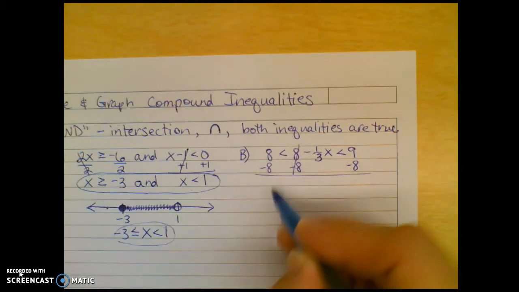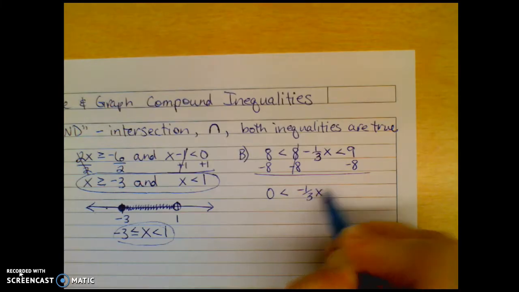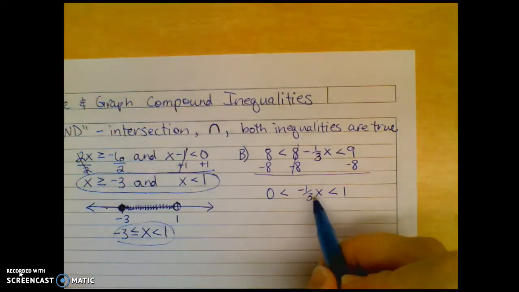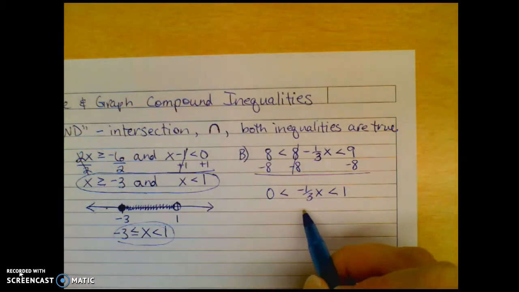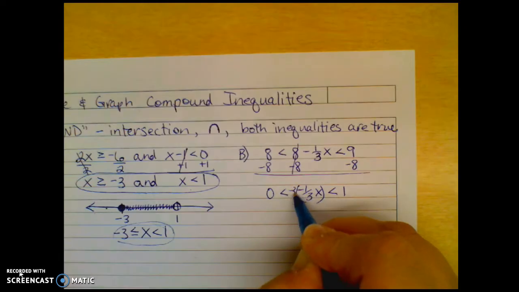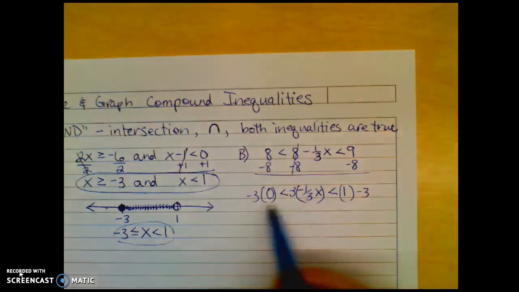So 8 subtract 8 is 0, which is less than negative a third x, which is less than 1. And now I'm going to get rid of the negative 1/3. You can either divide by negative a third on all sides, or you can multiply by negative 3. And that's what I'm going to do. I'll multiply by negative 3. And I multiplied by negatives, so that's going to change my signs.